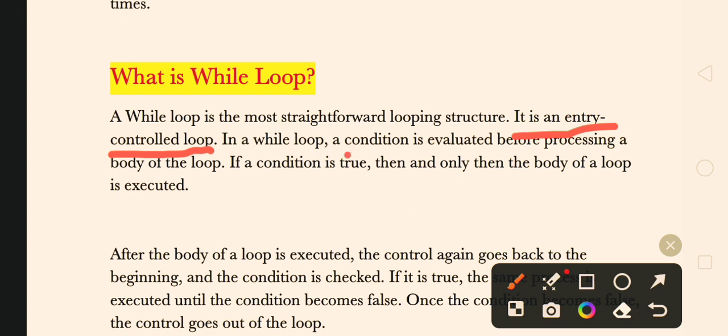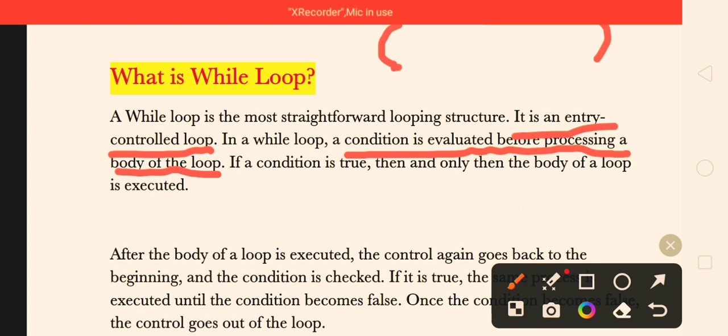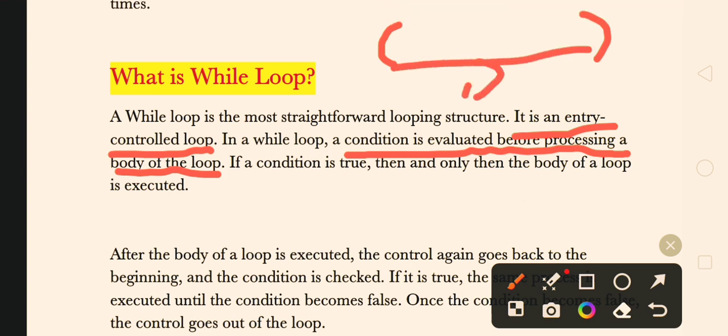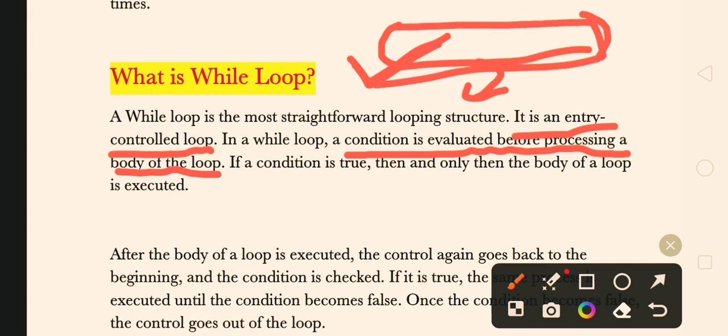In a while loop, a condition is evaluated before processing the body of the loop. Only on the basis of the condition, the body is executed, and before processing, the condition is evaluated. If the condition is true, then and only then the body of the loop is executed. If whatever condition we have written is true, then the body will be executed. Otherwise, it will not be executed.